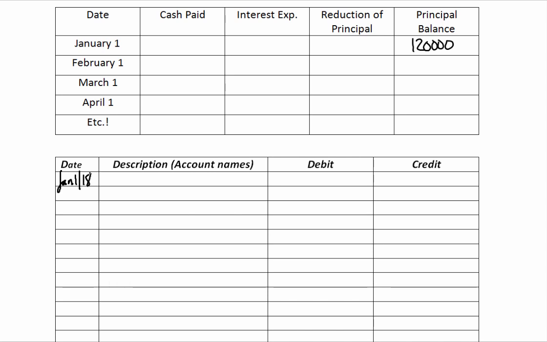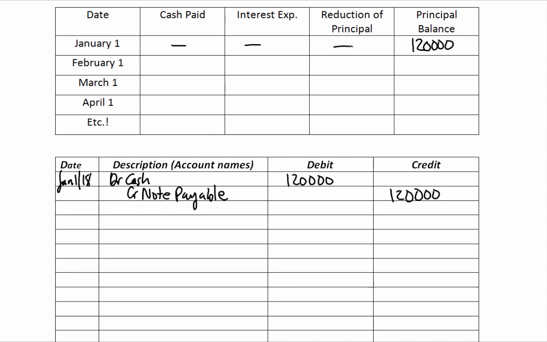All right. What do we get? We got cash of $120,000. What did we give away? A note payable, an IOU, $120,000. All right. So if we're looking here, $120,000. Now, what happens on February 1st?